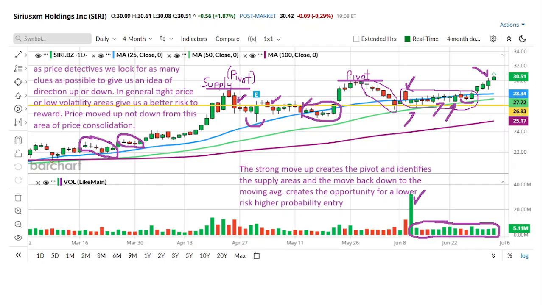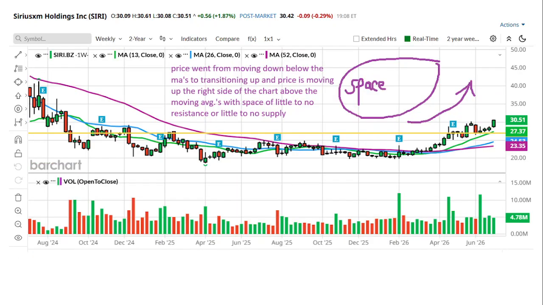That's my action time frame, daily chart. Here's a weekly chart where price went from moving down below the moving average back here. Right here, do you see this purple line, this blue line, these green lines? Price action, or these candles, is moving down below the moving average. Okay, and then it transitions through this period of time. It transitions up, and now price is moving up the right side of the chart above the moving averages.